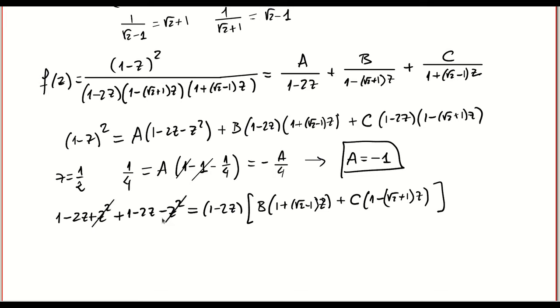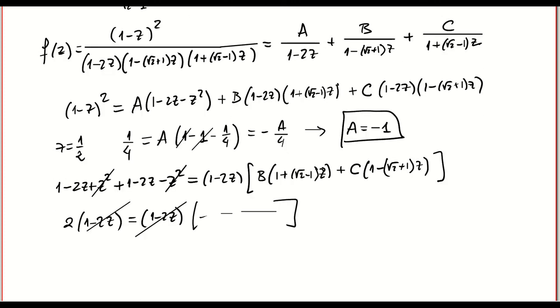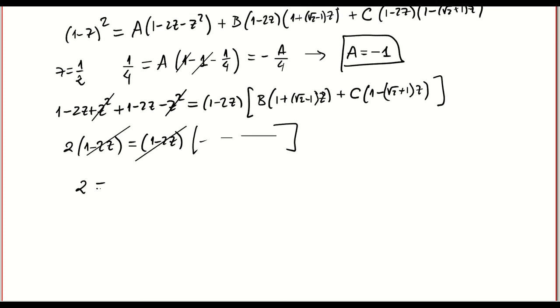Look, these two terms disappear, and we have twice 1 minus 2z here. That is equal to 1 minus 2z times this factor here. So this cancels with that, and then we end up with a simpler expression to deal with, which is this: b times (1 plus (square root 2 minus 1) times z) plus c times (1 minus (square root 2 plus 1) times z). All right. Now we can do this.